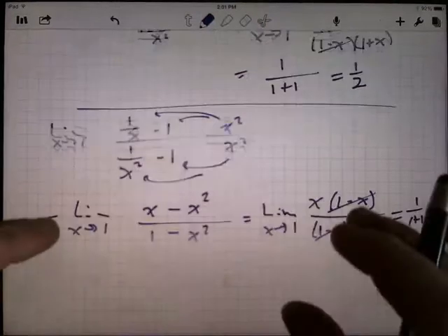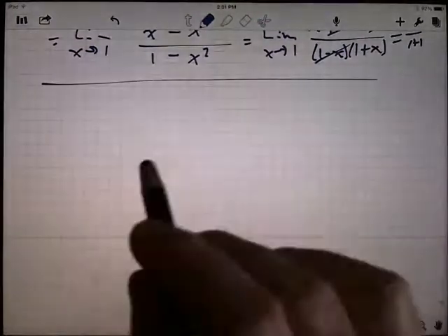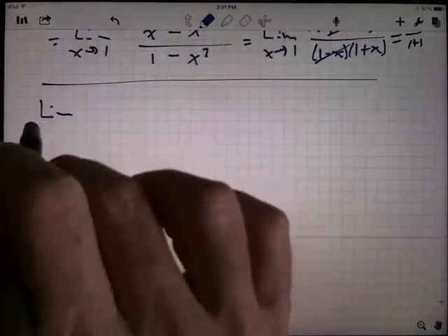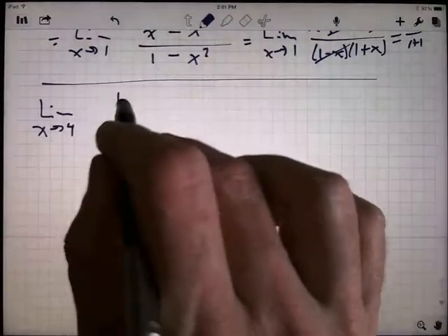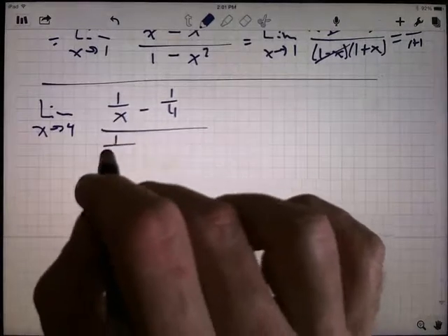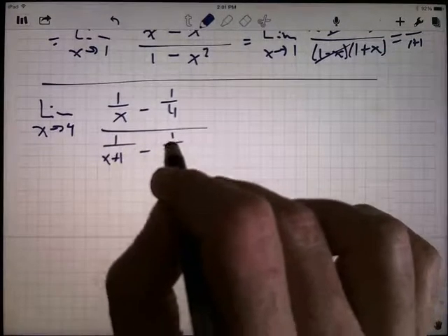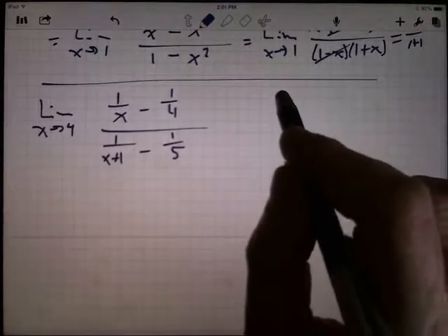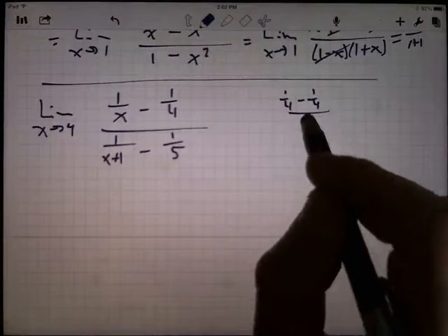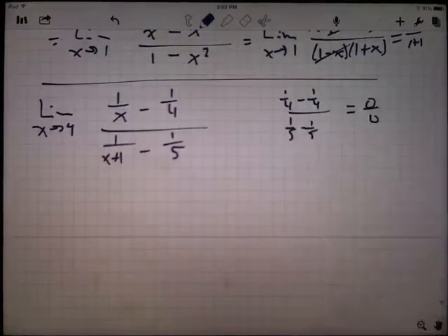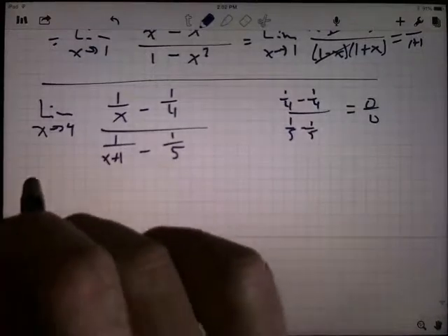Okay, so let me try one more that's a little more complicated, but use that second method of doing it. So I want to take the limit as x goes to 4 of 1 over x minus 1 over 4 divided by 1 over x plus 1 minus 1 over 5. Right? If I plug the 4 in, this is 1/4 minus 1/4 on the top. It's 1/5 minus 1/5 on the bottom, which is my 0 divided by 0. That's my signal that, hey, there might be a limit. You've got to do some more work.